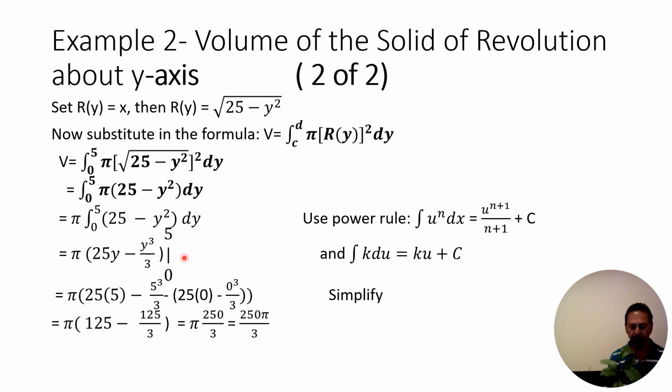And then we substitute the limits from 0 to 5. First we substitute y is equal to 5. So it becomes pi times 25 times 5 minus 5 cubed over 3, minus 25 times 0 minus 0 cubed over 3. So this whole part goes to 0 and you get pi times 125 minus 125 over 3. Now if you multiply 3 times 125 it becomes 375, and then you subtract 125 and it gives you 250. So the answer is 250 pi over 3.